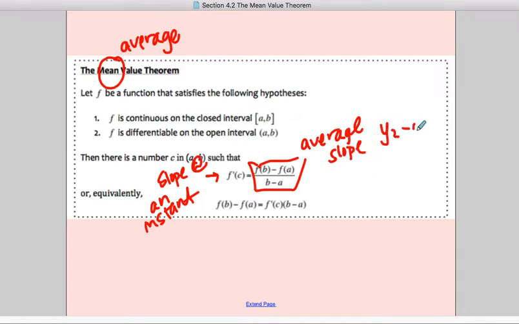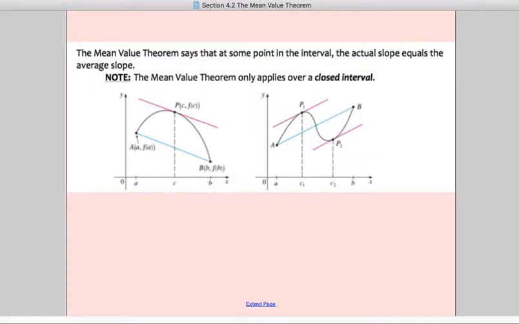Think about it. They're the same thing. y2 minus y1 over x2 minus x1. Or equivalently, all they did here was they took m times b minus a to the other side. We usually think about it in terms of this though, okay? So mean value, so your derivative is equal to your old school slope. So here's some pictures to kind of help us. The mean value theorem says that at some point in the interval, the actual slope equals the average slope.